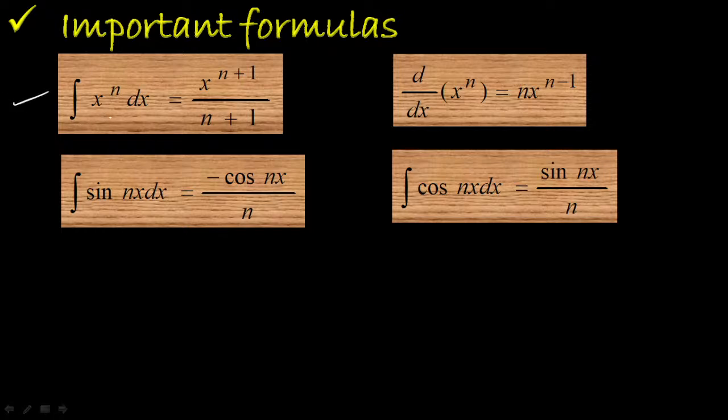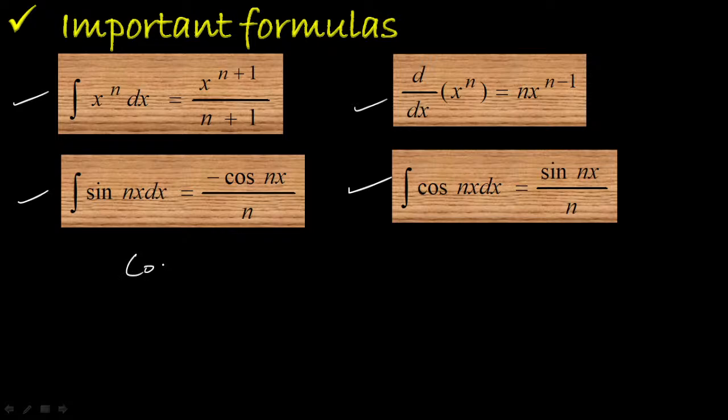that is integral x to the power n dx is equal to x to the power n plus 1 divided by n plus 1, and d by dx of x to the power n is equal to n x to the power n minus 1, and integral sin nx dx is equal to minus cos nx divided by n, and integral cos nx dx is equal to sin nx divided by n.